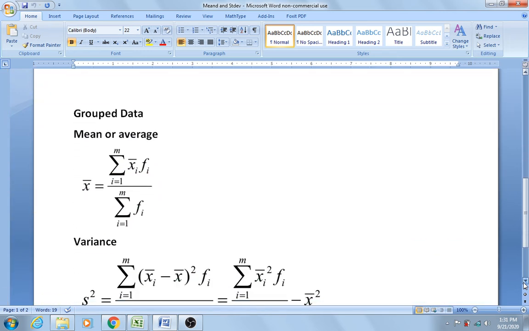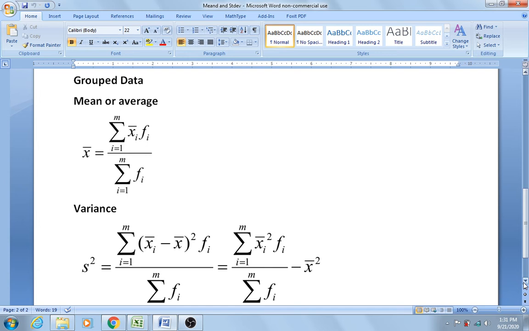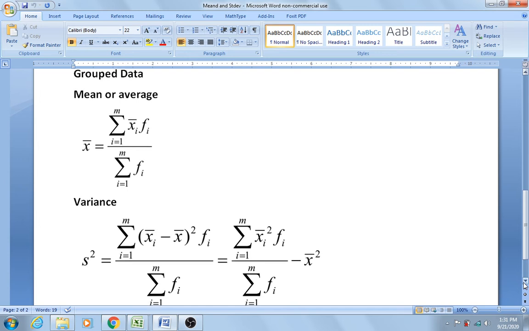This is the formula that we use in order to calculate the mean and the variance of data that we group in the form of a histogram. So the x bar sub i is the middle point of the interval in the histogram, and the f sub i is the frequency, or the number of observations that we have in the ith interval. And the denominator here is just the total frequency or the total number of the data.